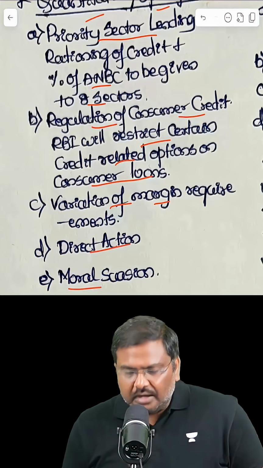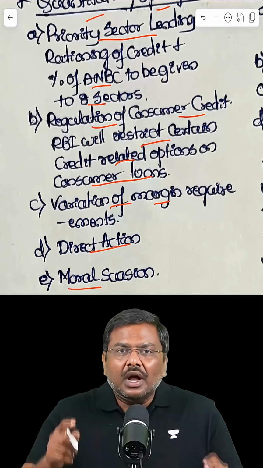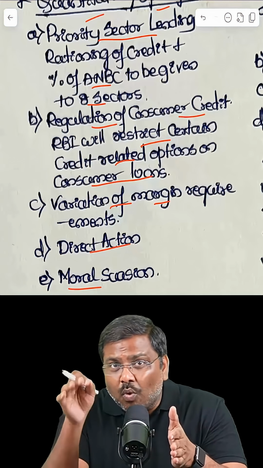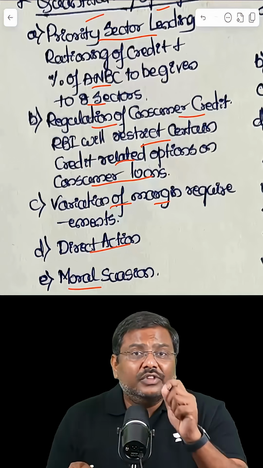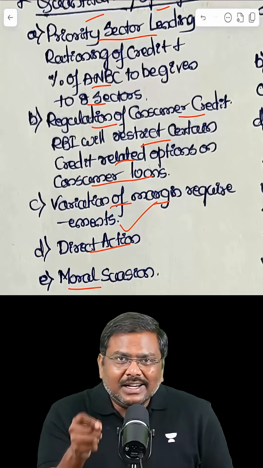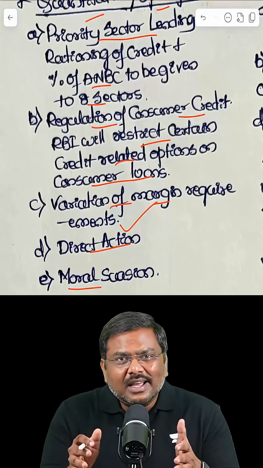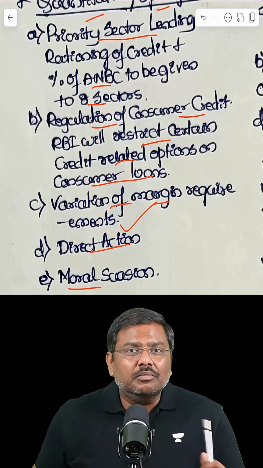The fourth and fifth one, direct action, moral suasion. Under moral suasion, RBI will direct the banks, will ask the banks, will warn the banks to follow the guidelines. If they don't, then RBI will take a direct action, penalize, impose a higher rate of interest, etc. These are the set of the credit control or monetary policy tools.